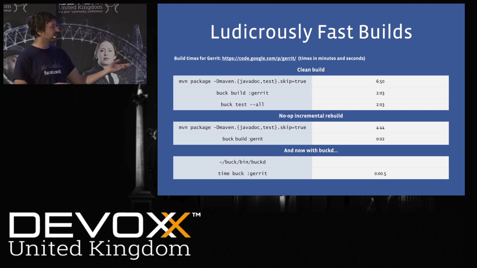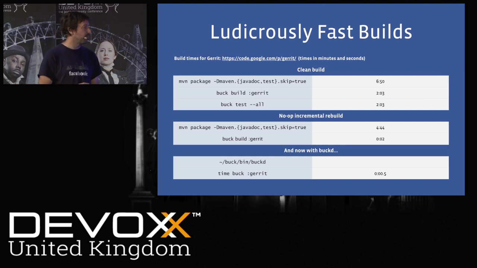And if you were to run buckd and do time buck Gerrit, assuming you've built it already, so buck build Gerrit, and there's a no-op build, that takes half a second. It's outrageously fast, right?